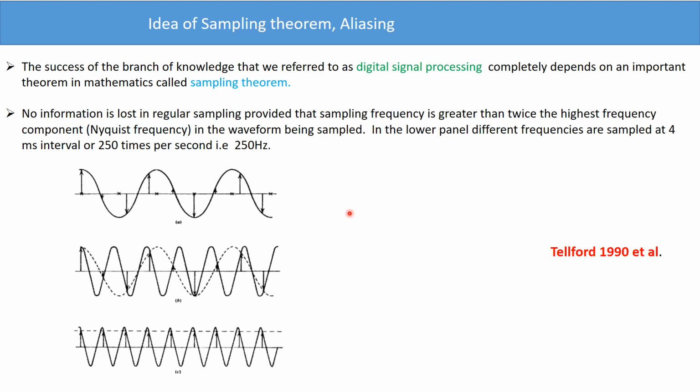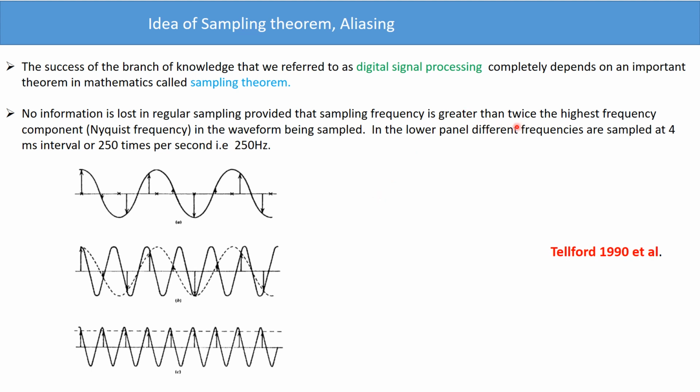Now, talking about seismic signal and seismic wave processing, it is very important to discuss the idea of the sampling theorem, or aliasing, because digital filtering is completely dependent upon it. One basic thing to remember is that when you are sampling any wave, the sampling frequency must be greater than twice the highest frequency component. That is the Nyquist frequency, and this theorem is called the Nyquist theorem. We are going to illustrate that with an example.